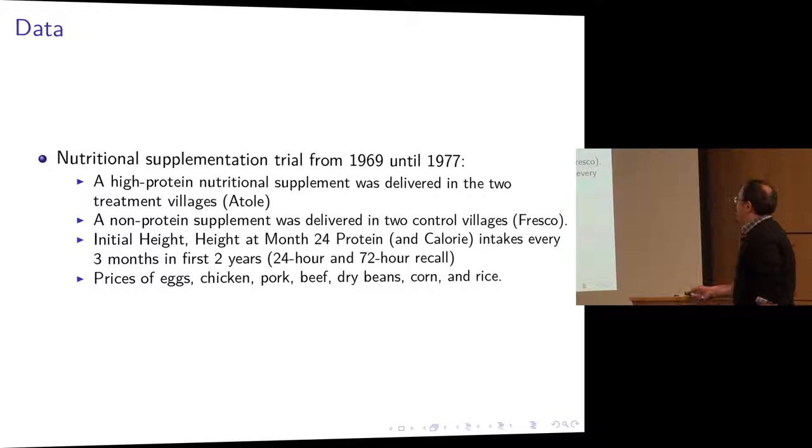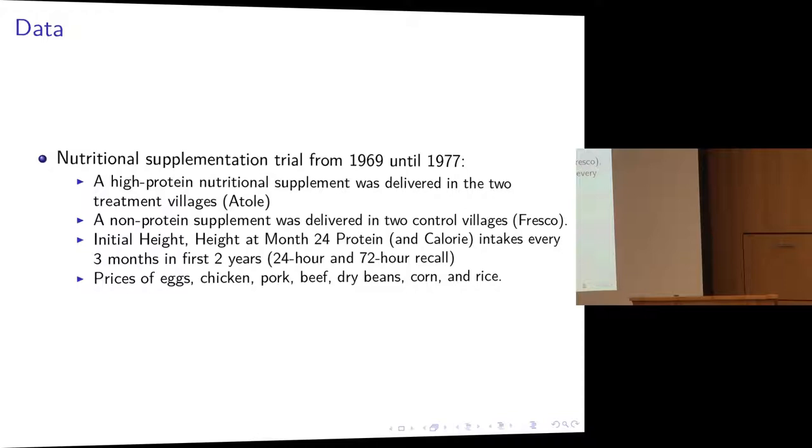This was a nutritional supplement trial in Guatemala, that started in 1969 and lasted until 1977. At this time, it's not clear that the nutritionists had proof that protein is so important for growth. So this is one of the studies that they used to actually pinpoint the importance of protein.